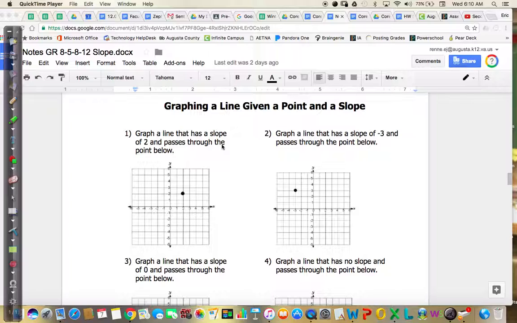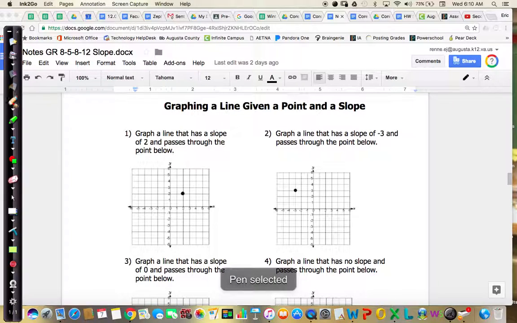So in our previous lesson, we learned to find the slope of 2 points. Now we're going to find a second, third, fourth, maybe even fifth point by using the slope.